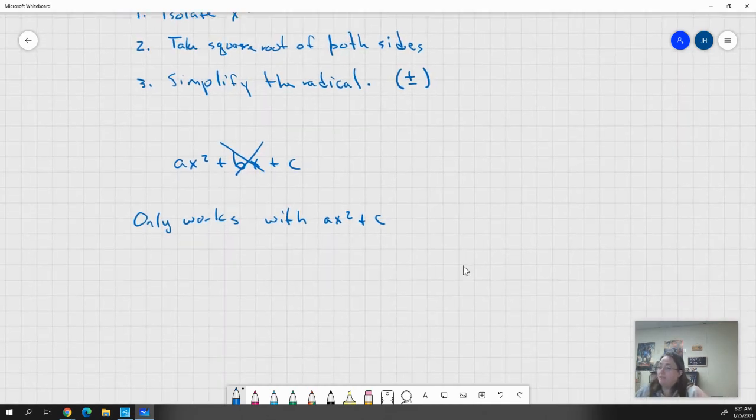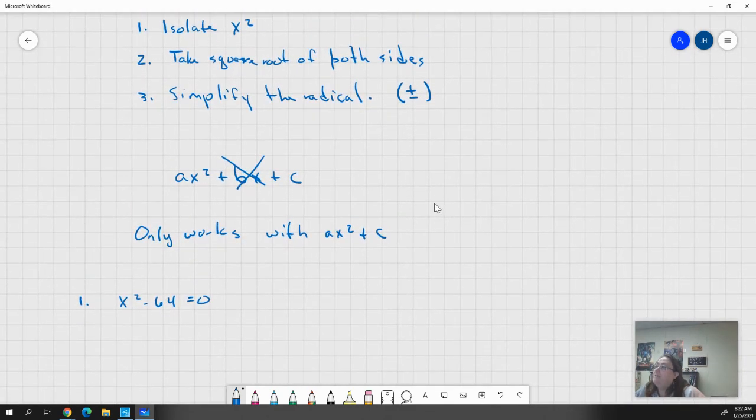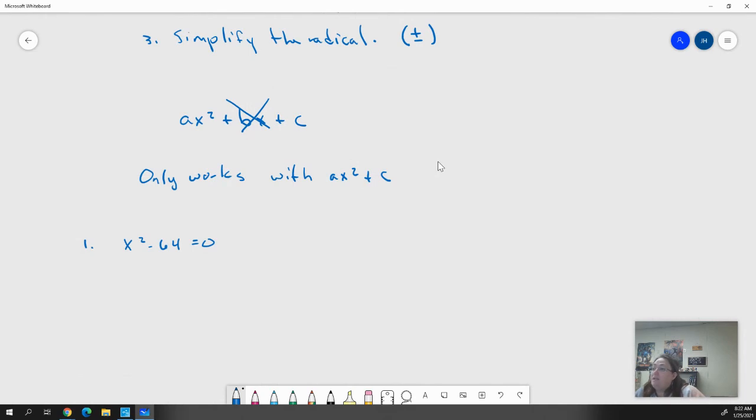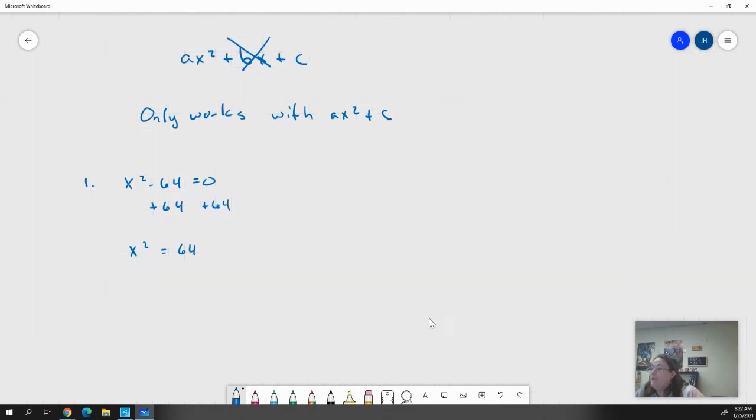So let's look at some examples of this. If I have x squared minus 64 equals 0, the first thing that it says to do is to isolate x squared. So that means get x squared all by itself on this side of the equal sign. I'm going to do that by adding 64 to both sides, which is going to leave me with x squared equals 64. The next step is to take the square root of both sides. That means I'm going to take the square root of this and the square root of this.